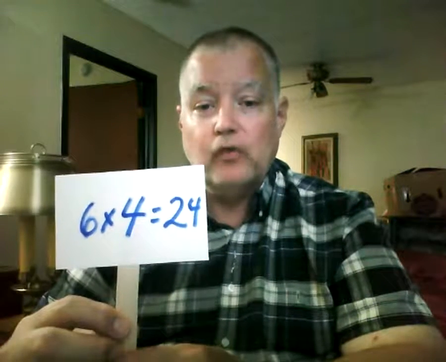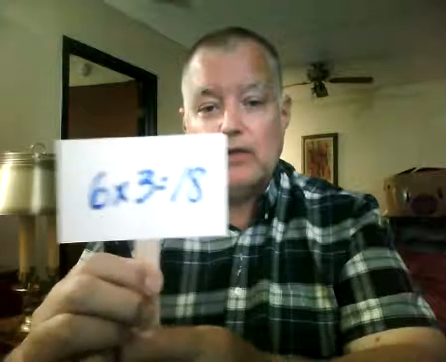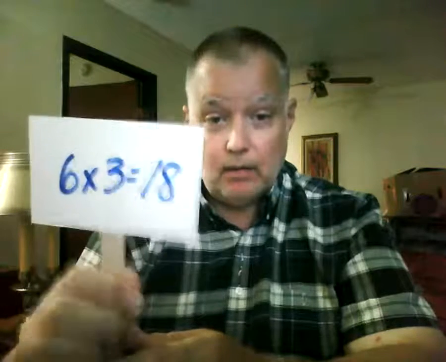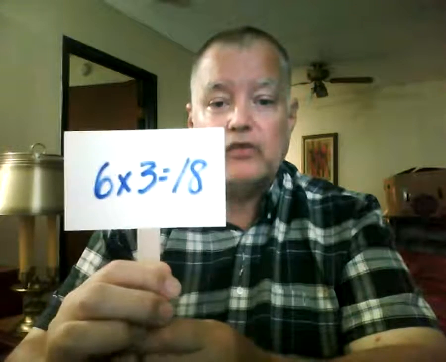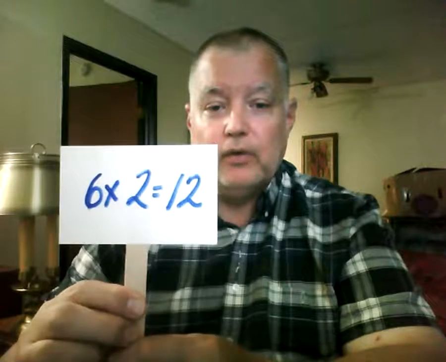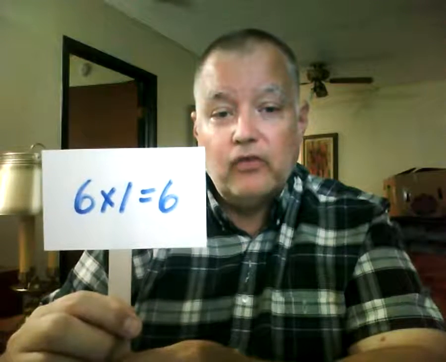6 times 4 is 24, and it's always better to do these randomly, because if you do them randomly, it's going to jog your memory. You remember years ago when you first had to do these in grade school? Well, we're doing them again, but this time we're refreshing our memory. 6 times 3 is 18. 6 times 2 is 12. 4 times 2 is 8. 6 times 1 is 6, and welcome.